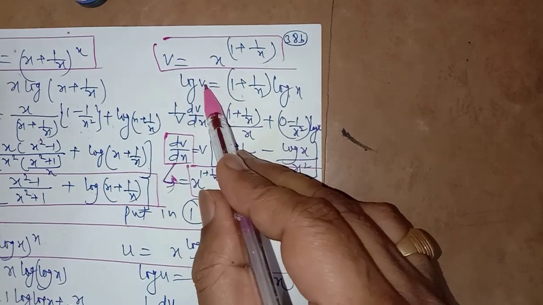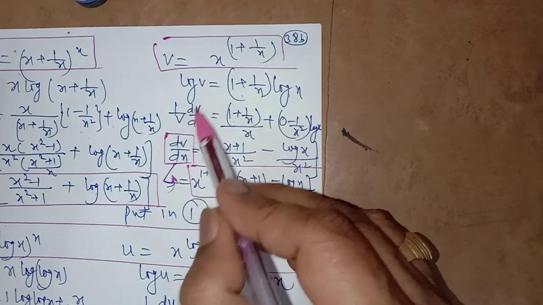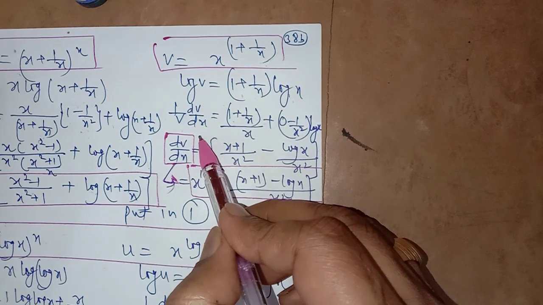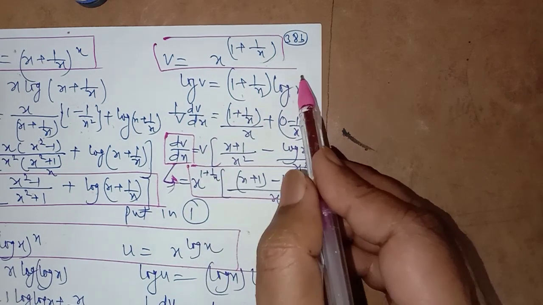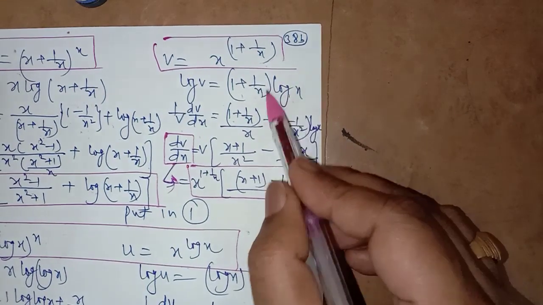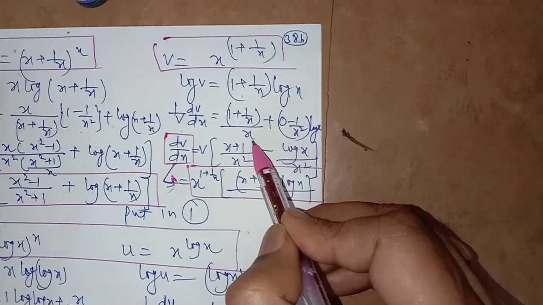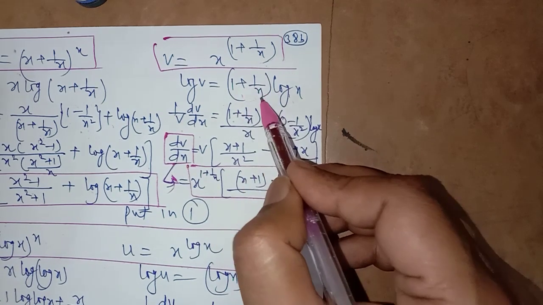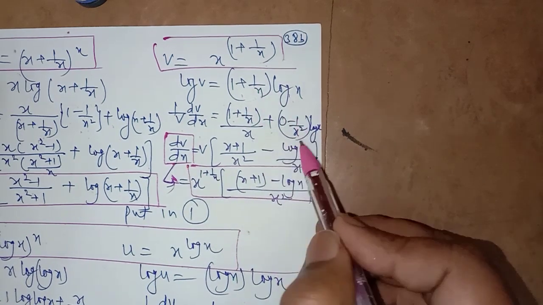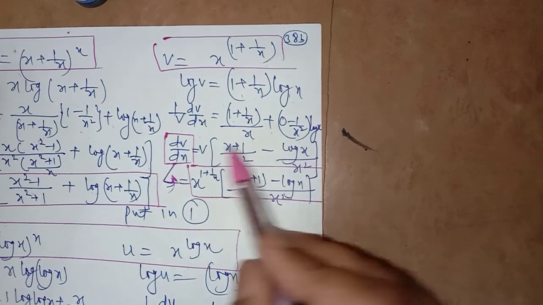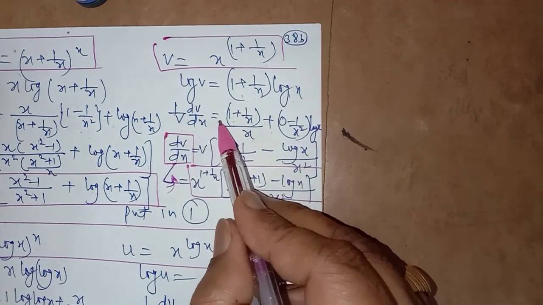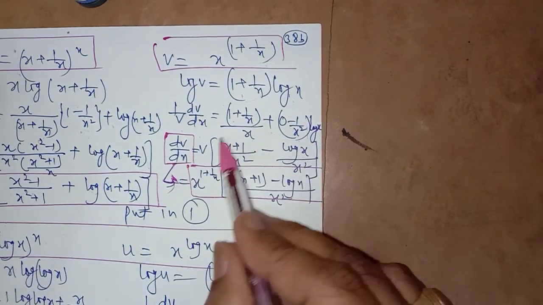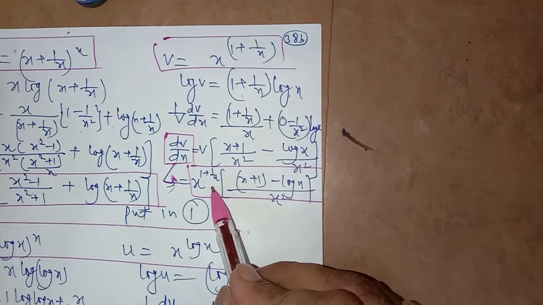Differentiate both sides. The derivative of log v will be 1 upon v dv upon dx, because we have differentiated v with respect to x. Use the product rule. First of all, I have differentiated this log, which is equal to 1 upon x, plus the derivative of this, which is 0 minus 1 upon x square. The derivative of 1 upon x is minus 1 upon x square, into log x. And dv upon dx will be equal to v multiplied by this expression. The value of v is this.